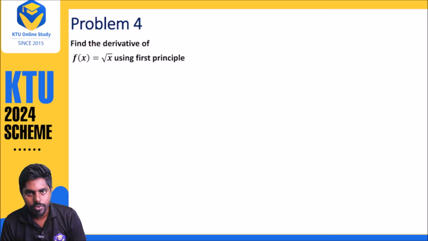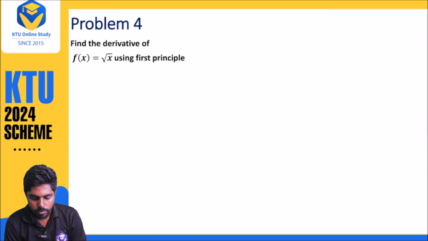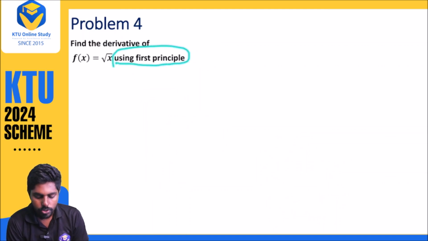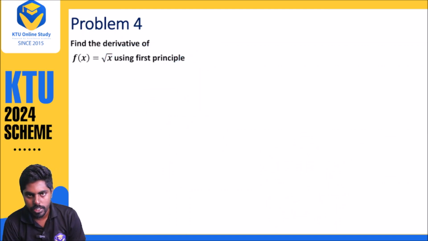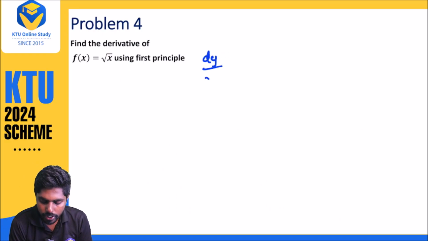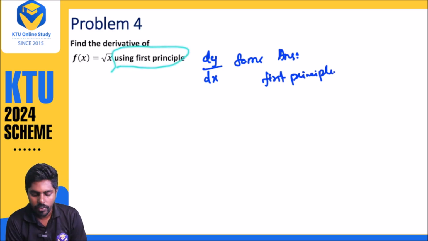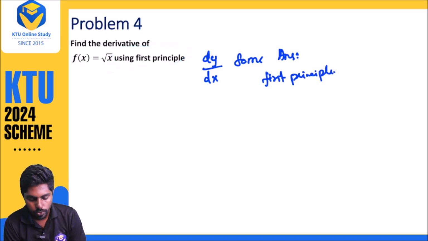See here, if you observe very carefully, find the derivatives. But what they have asked is using first principle. That means whenever you are doing with dy by dx also, the same answer will be coming for first principle also. Both the answers will be the same. But when in the question they are asking you to do using first principle, you want to use the first principle formula. So what is our first principle formula?